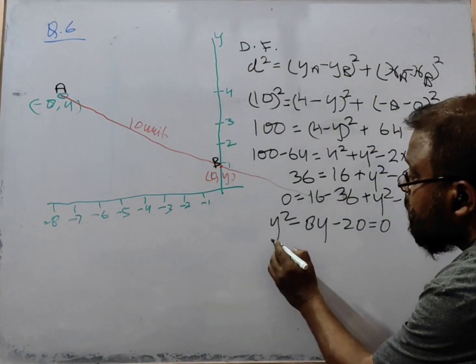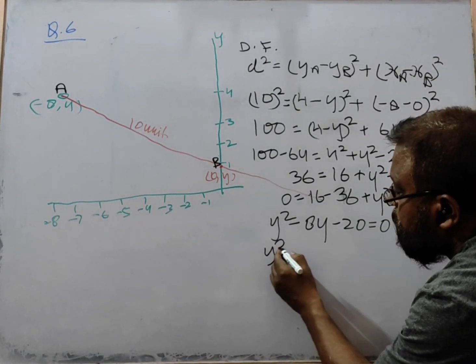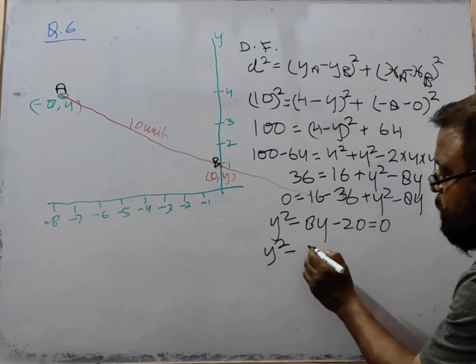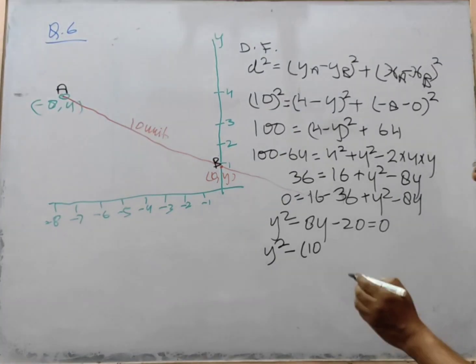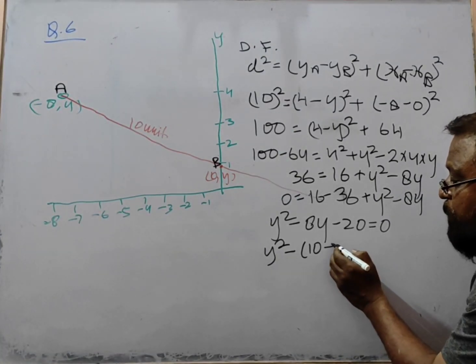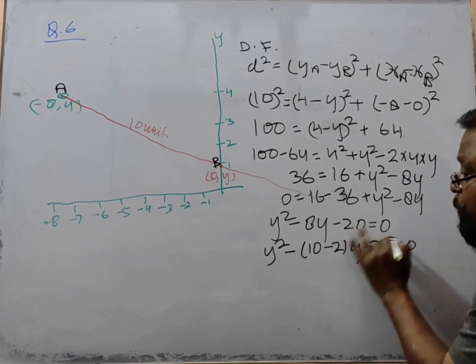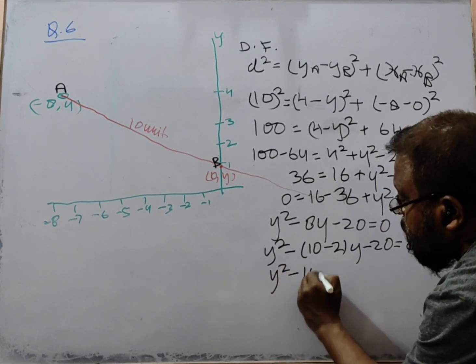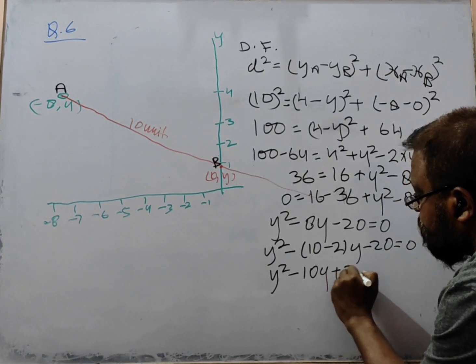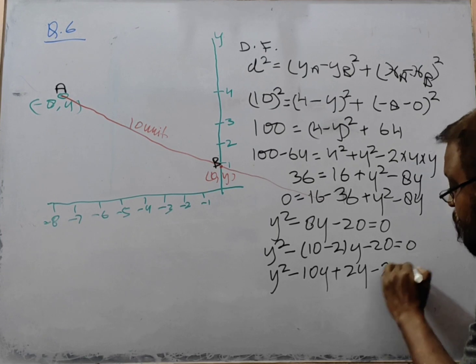So if we split the middle term: 10 minus 2. 10 into 2 becomes 20 and 10 minus 2 becomes 8. So y square minus 10y plus 2y minus 20 is equal to 0.